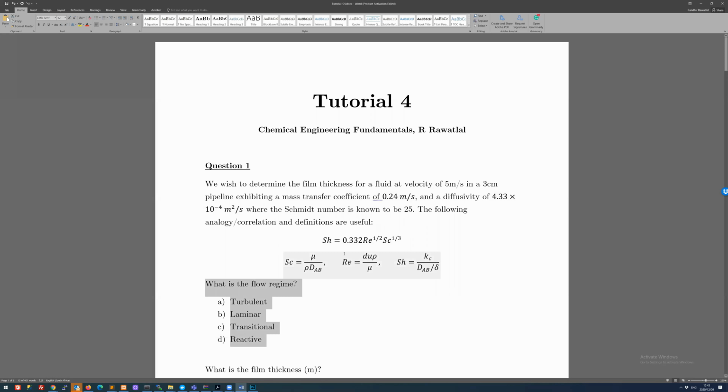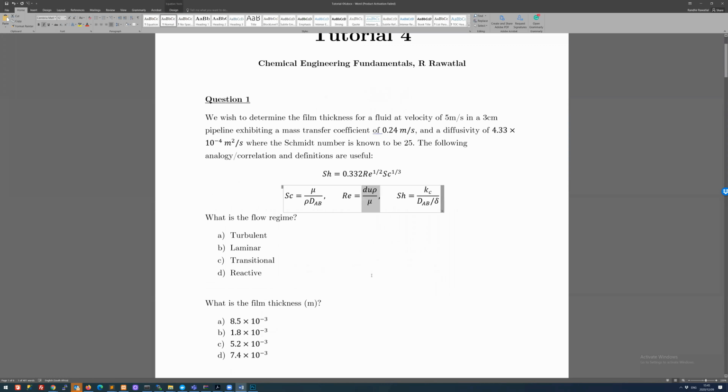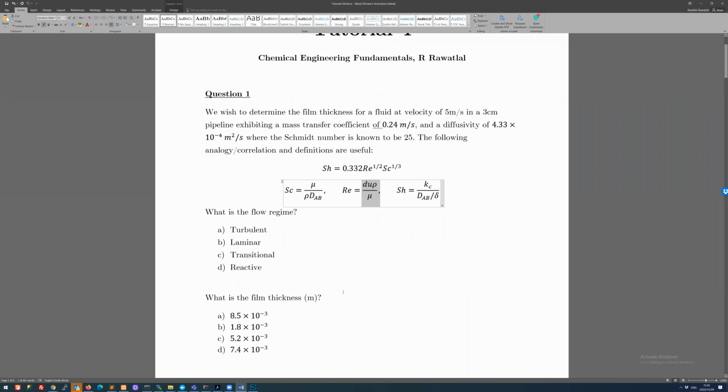So clearly we need to know the Reynolds number if we want to know the flow regime. We need to be able to evaluate this quantity. The second part: what's the film thickness? The film thickness, of course, is that delta.